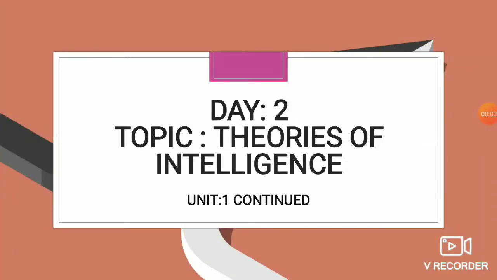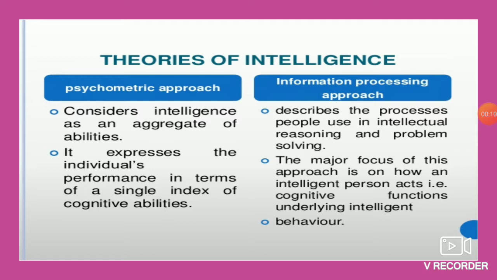Good morning, students. Today we are going to start with theories of intelligence. Now, theories of intelligence can be studied under two approaches: psychometric approach and information processing approach. The basic difference between these two is that the psychometric approach considers intelligence as an aggregate or total of a person's abilities, whereas information processing approach considers intelligence as the processes that are involved in reasoning and problem solving.